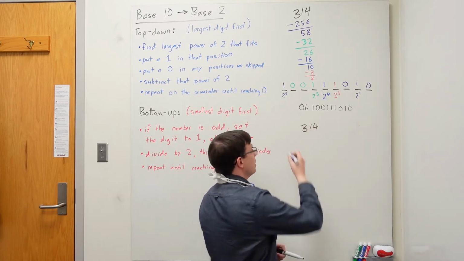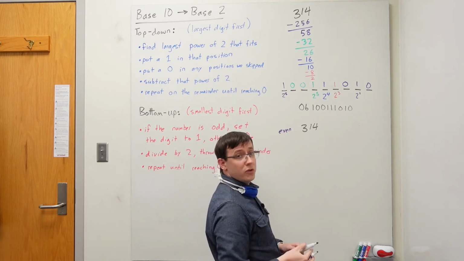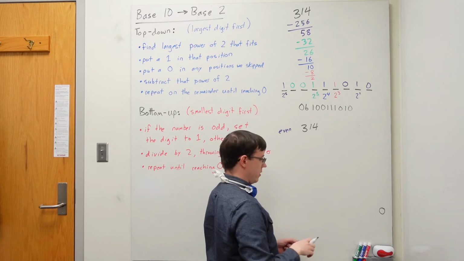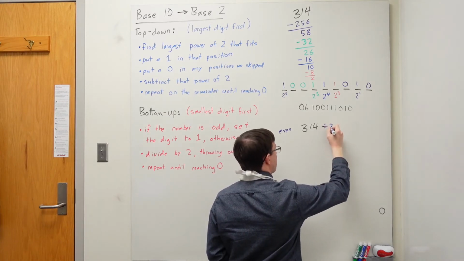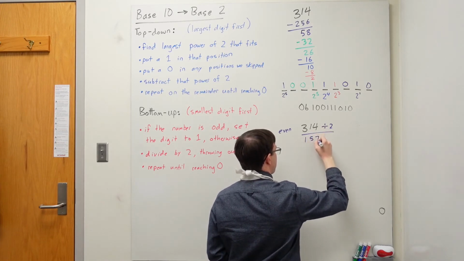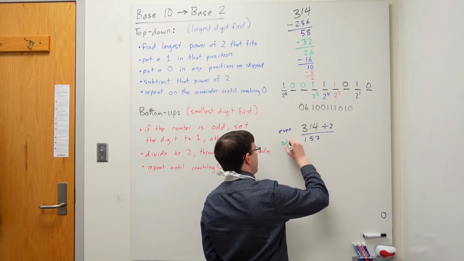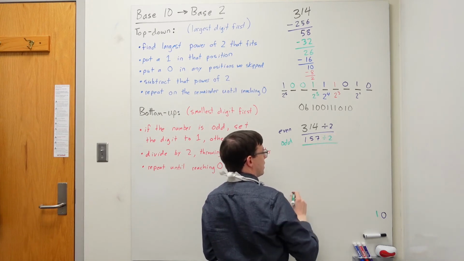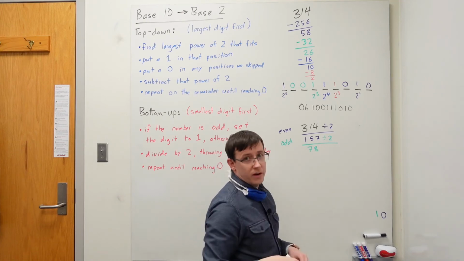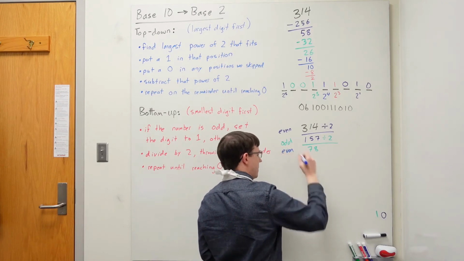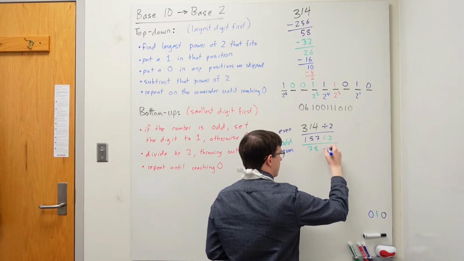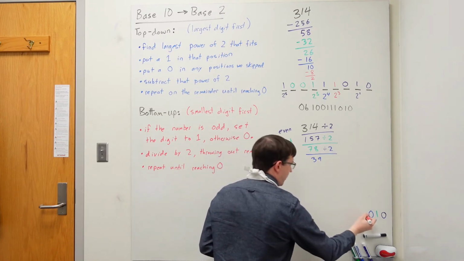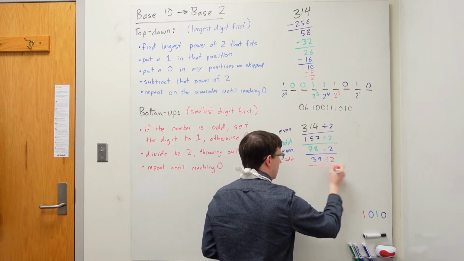This value is even. So in the rightmost position, we'll put a 0. And then we'll divide by 2 and throw away the remainder. 157 is odd, so we'll put a 1 in the next position, and then we'll divide by 2, giving us 78 with a remainder that we throw away. 78 is even, so we put a 0, we divide by 2, we get 39. 39 is odd, so we put a 1, we divide by 2, we get 19.